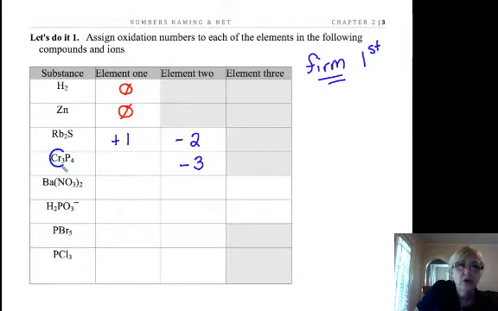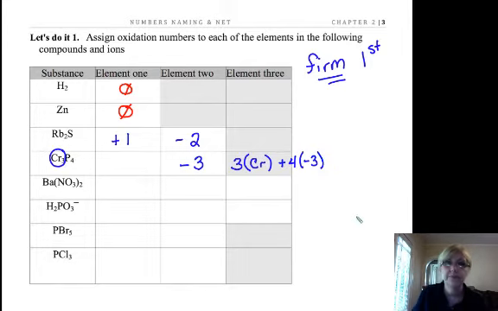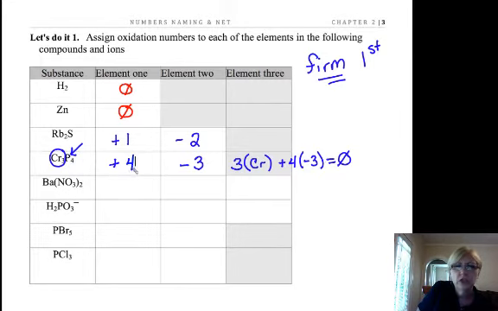Now, chromium has a whole slew of oxidation numbers that it can take on. So we're going to need to calculate that chromium. So let's do a little algebra. We have 3 chromiums. We don't know what its oxidation number is. We have 4 phosphorus, but we know that that phosphide is -3. And since there is nothing indicated in the upper right hand corner, the sum of those oxidation numbers is 0. So if you solve for the chromium, you should get +4, which is unusual. Chromium's usually +3 or +6.